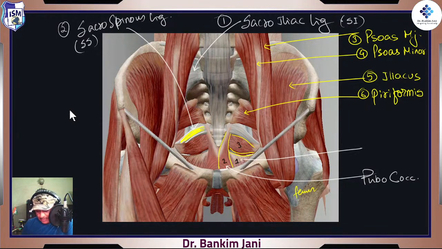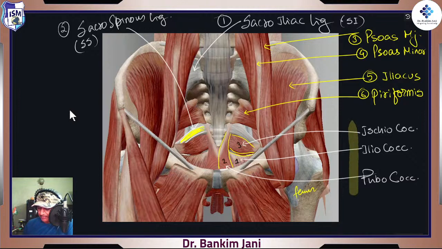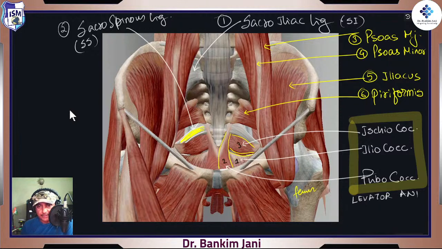Then what about this one? This one is going towards the ilium, right? So we'll give it iliococcygeus. In fact, ilium, ischium, and pubis, so all 3 are involved. And this is the third one, which is going towards the ischium. So we call this ischio-coccygeus. Collectively, all of them give us the levator ani. That is levator ani.